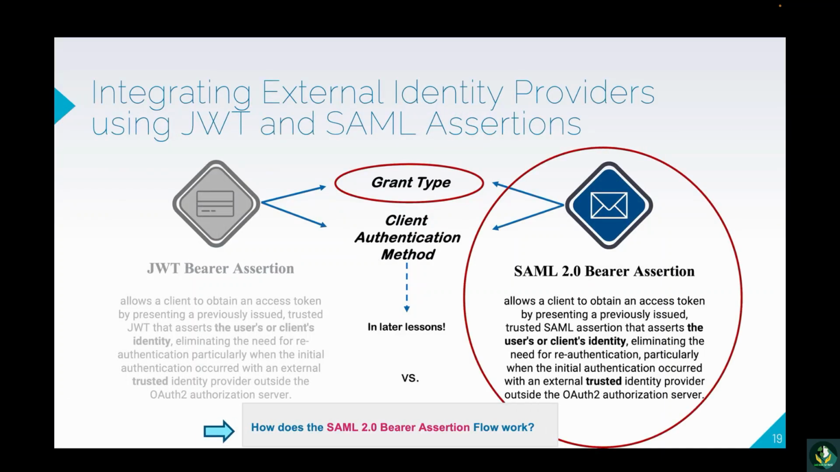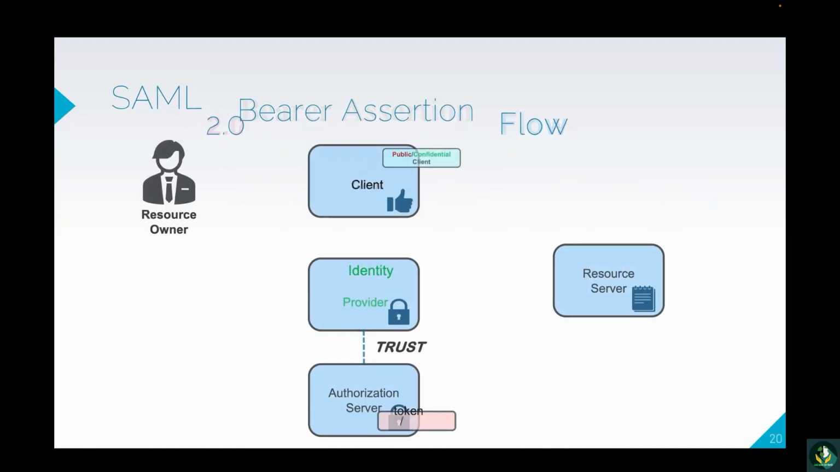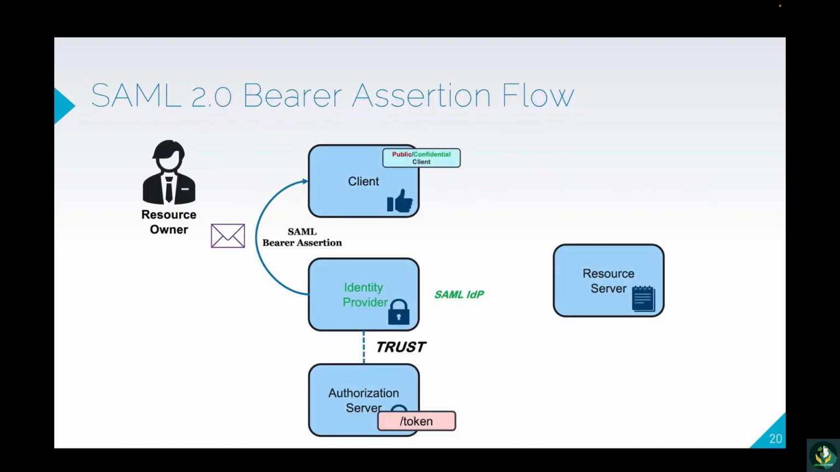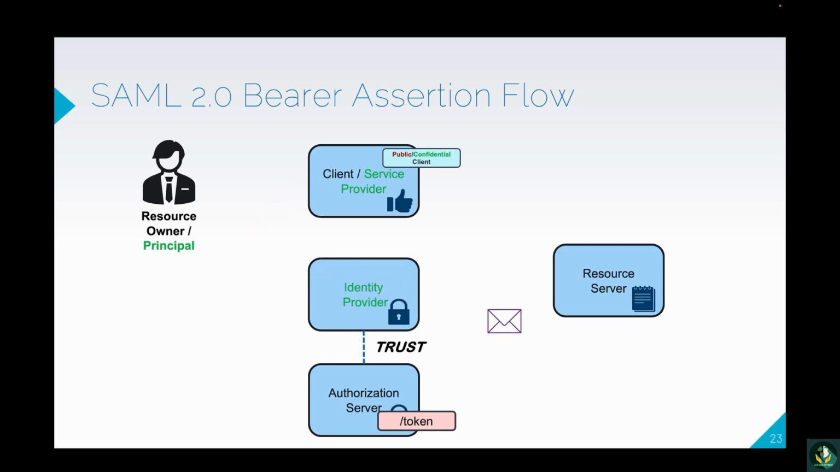This flow is very similar to the JWT bearer assertion flow, but instead of a JWT, the identity provider generates a SAML2 assertion. This means the identity provider is a SAML identity provider. If you are unfamiliar with SAML, it's an older authentication protocol similar to OpenID Connect that generates assertions in XML format. In SAML terminology, the OAuth 2 client is referred to as the service provider, and the resource owner is called the principal. The client receives the SAML bearer assertion and sends a POST request to the token endpoint of the authorization server to exchange the assertion for an OAuth 2 access token.